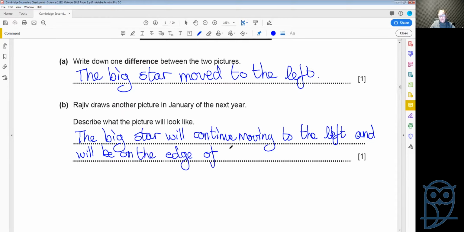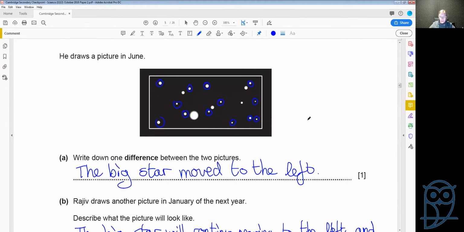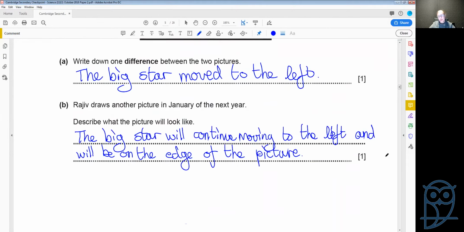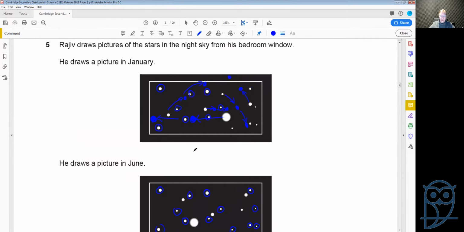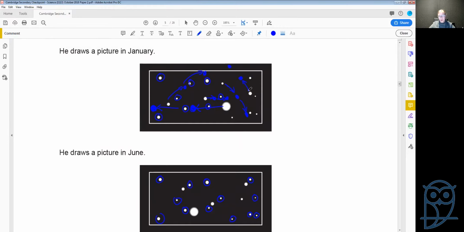Edge of the picture. Okay. So this is only 1 mark, so they are not going to look for a ridiculous amount of explanation. They're probably going to look for 1 or maybe 2 points that you have thoroughly, nicely explained about how these are going to change. So let's look at this one over here.